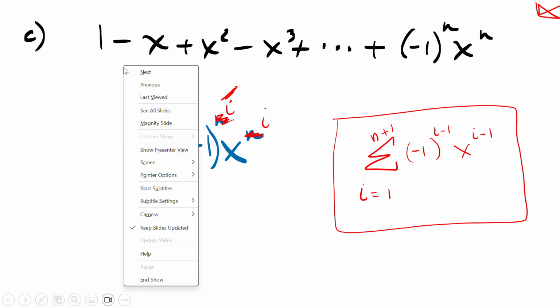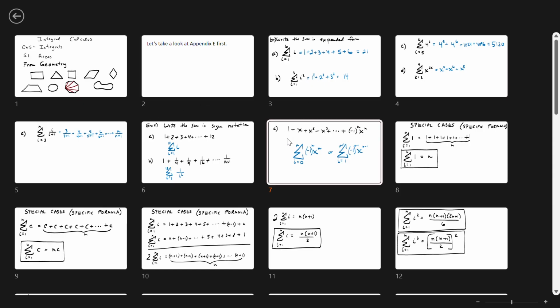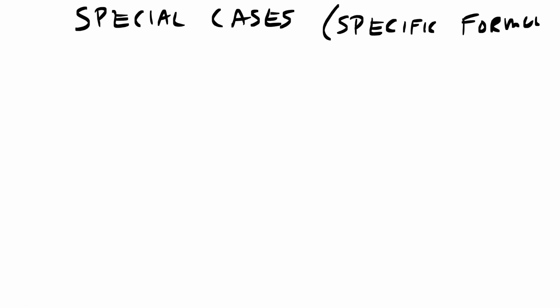Okay, let's do some special cases now. Special cases, or you can say specific formulas, because that's what we'll need. So the question is this: if I am adding the same number, or 1 actually, technically, over and over and over again, until I get all the way up to n. N being whatever number, right?